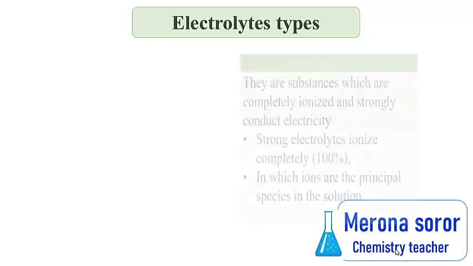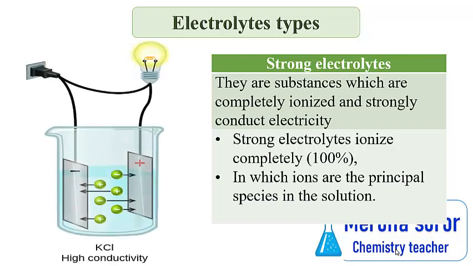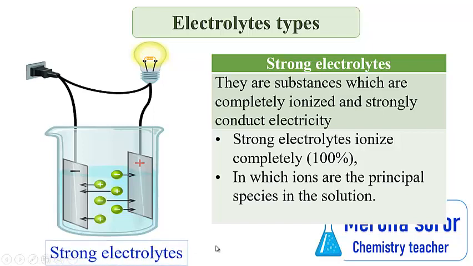Electrolytes types. Strong electrolytes. They are substances which are completely ionized and strongly conduct electricity. Strong electrolytes ionize completely 100%, in which ions are the principal species in the solution. KCl, high conductivity, because it is a strong electrolyte.